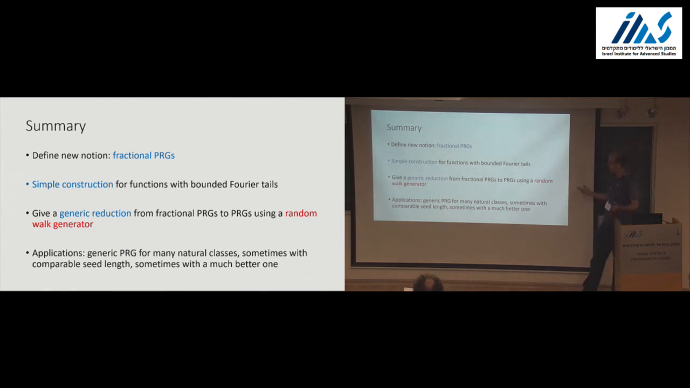And then for the applications, for many natural classes that people have studied, this gives you a generic PRG that fools all of them. So AC0, low degree polynomials, and linear threshold functions. So many classes get fooled by this. Sometimes we get comparable seed lengths, in some cases we get much better ones. But to me, the nice thing is there's basically one construction that works for all of them generically. A lot of previous works were tailored for specific classes.